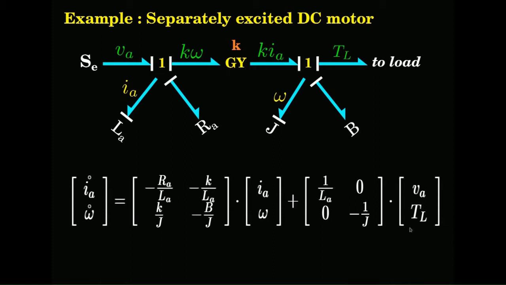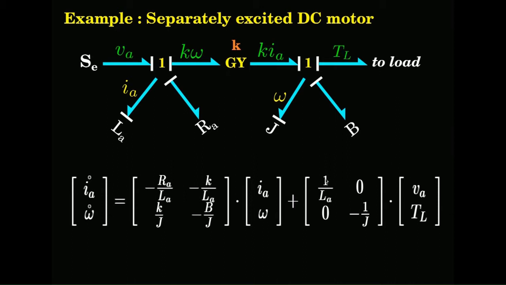And then here I have put two inputs. These are in the form x dot is equal to Ax plus Bu. One input is VA, which is this one. The other input is a disturbance input. TL is a disturbance input, which is this. You see in a system how it fits into the state equation.